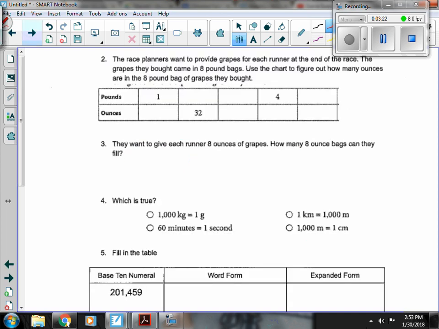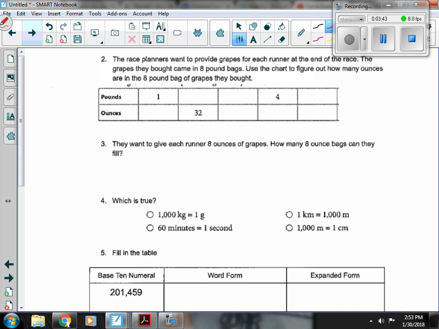The next page. This one brought a lot of confusion during our pre-test. So the race planners want to provide grapes for the runner at the end of the race. The grapes they bought came in 8-pound bags. Use the chart to figure out how many ounces are in the 8 pounds of bags of grapes they bought.